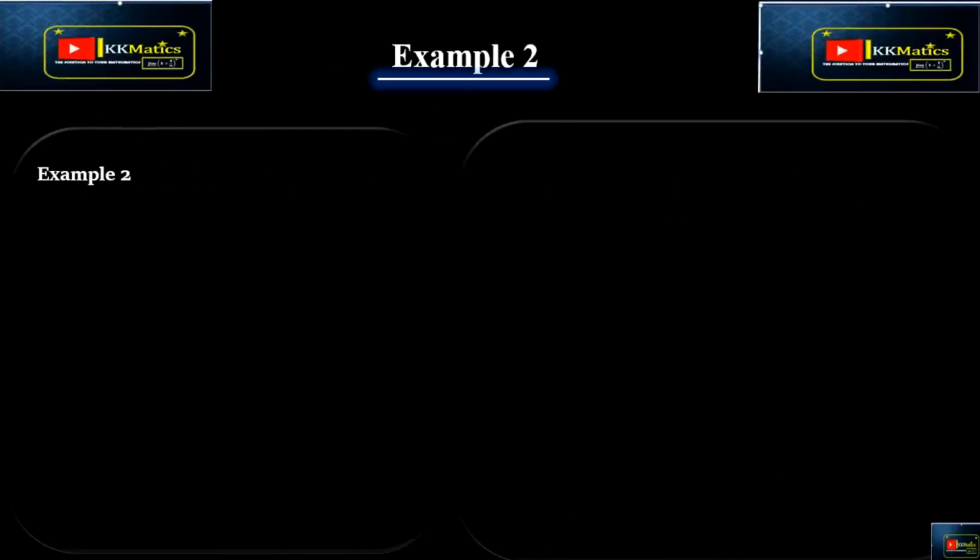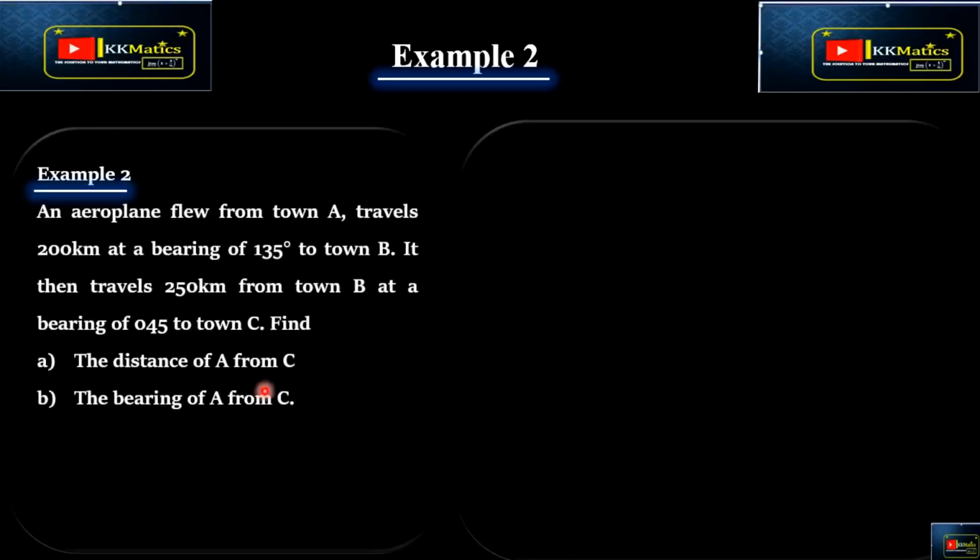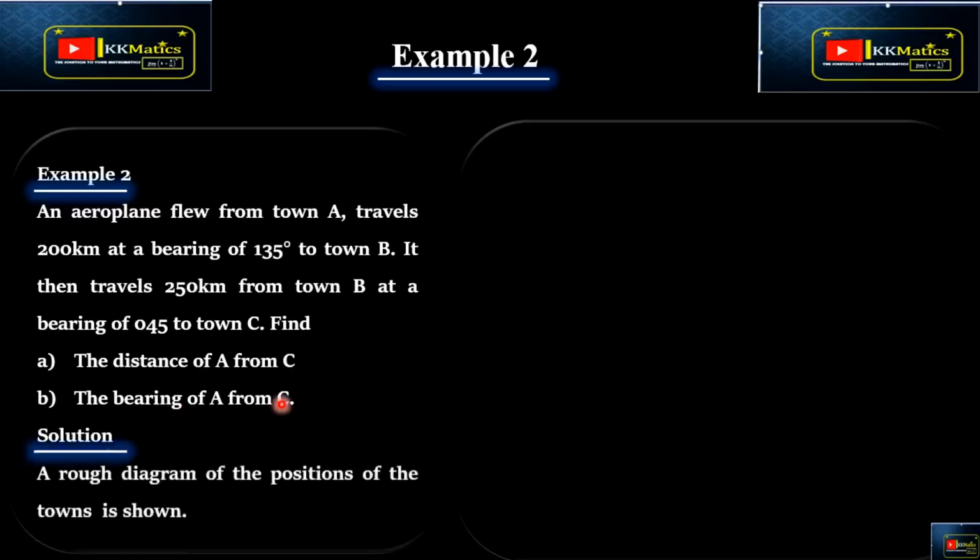Example 2 here. In this example 2, an aeroplane flew from town A and travels 200 kilometers at the bearing of 135 degrees to town B. It then travels 250 kilometers from town B at the bearing of 045 degrees to town C. Here we are told to find the distance of A from C and the bearing of A from C. Solution here. It's important to have a rough diagram of this because it makes it easier for us. If your diagram is wrong, then you will get it wrong.